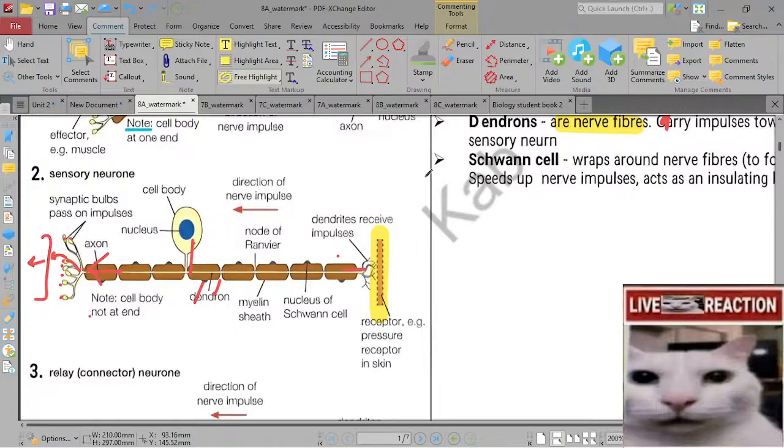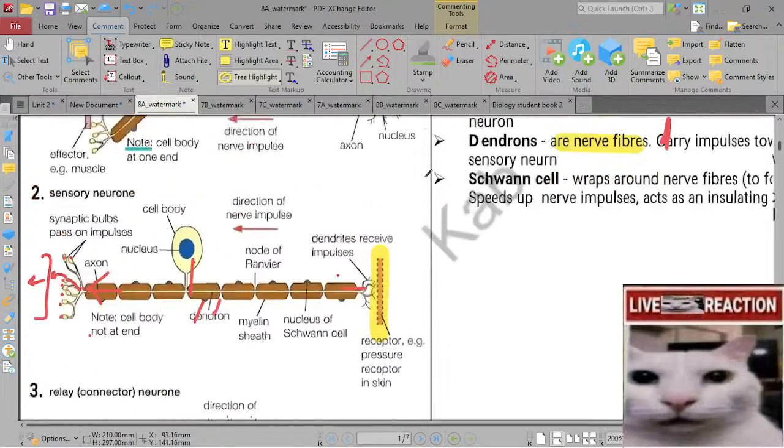Dendrite's receiving the impulse, keeps on going that way. We have a cell body in the center, and I think the most important part is knowing where the cell body is, where the axon is, and where the dendrons are. If you know where the cell body is, then you know where the axon and the dendrons are. That's the thing. Right? Okay.